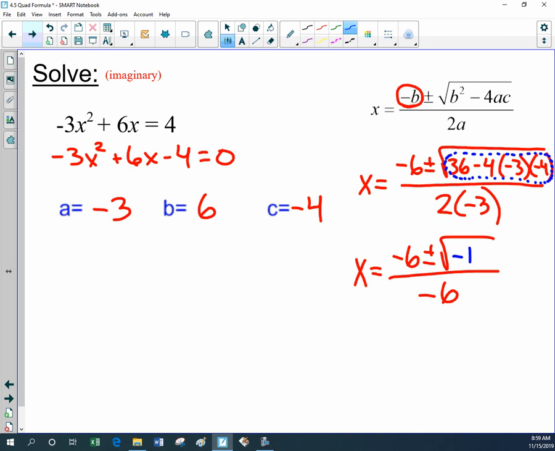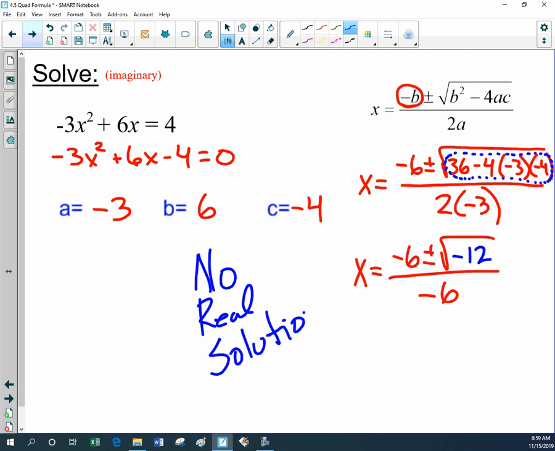Negative 12. Okay, now what did we say earlier about what it means if we get a negative number inside the radical? It means that there's no real solution, no real number solution. So for this, we'll put no real solution. Okay, so for right now, if you get a negative number inside the radical, then you're done at that point right there, and just put no real solution. Okay?